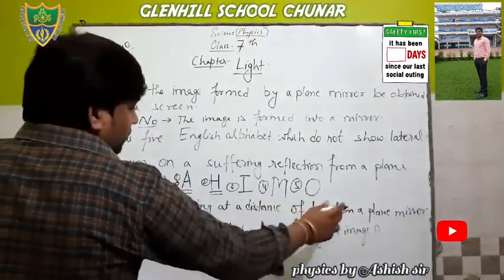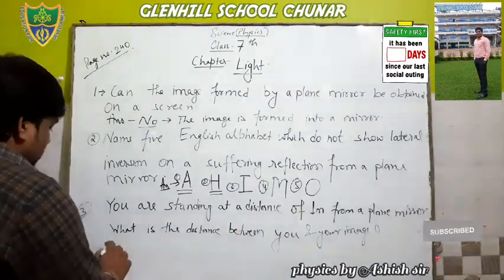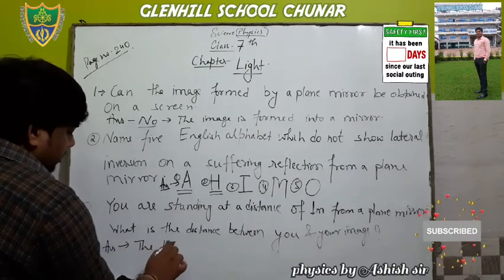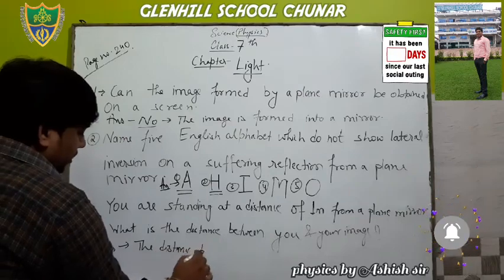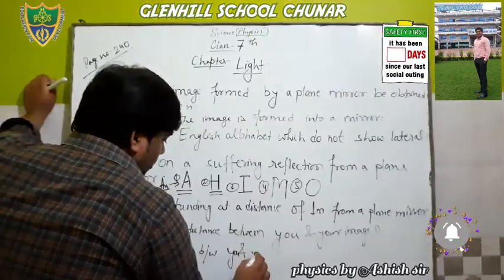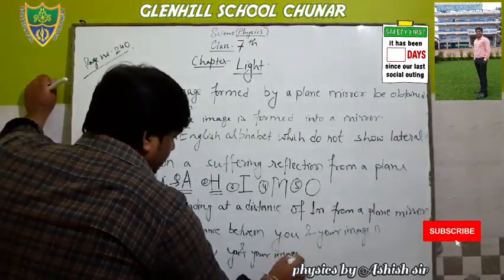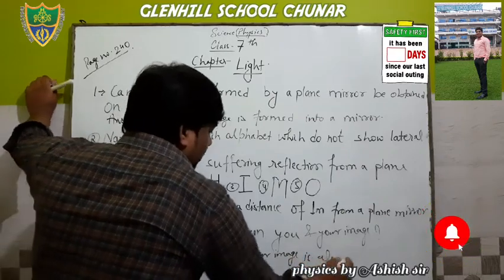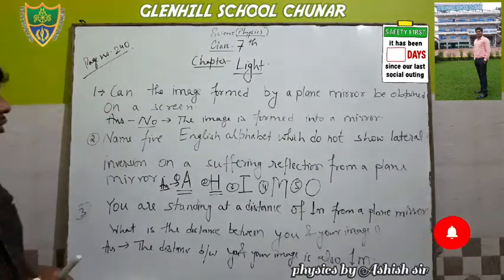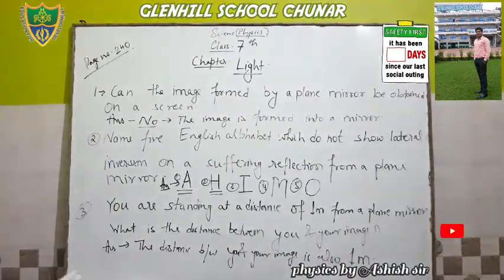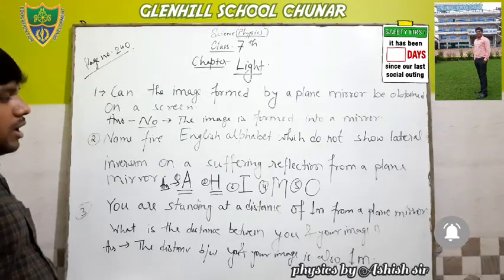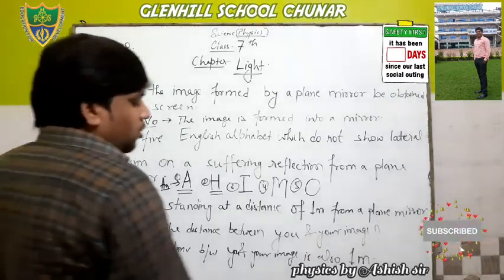So you write here: you are at a distance of 1 meter from a plane mirror. What is the distance between you and your image? So the answer is, the distance between you and your image is also 1 meter. Understood? Okay. Note down this, all of you. I hope you noted it.